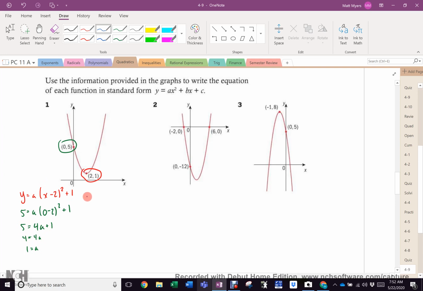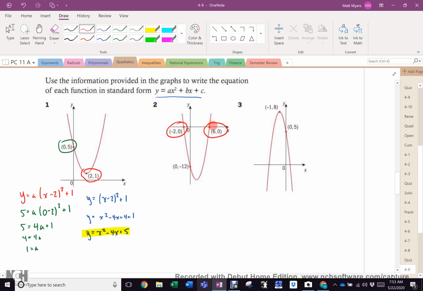Come back up here now. y equals (x minus 2) squared plus 1, and we get it to standard form just by getting rid of the brackets. y equals x squared minus 4x plus 4 plus 1. y equals x squared minus 4x plus 5. And there we go. Come to the next one here.